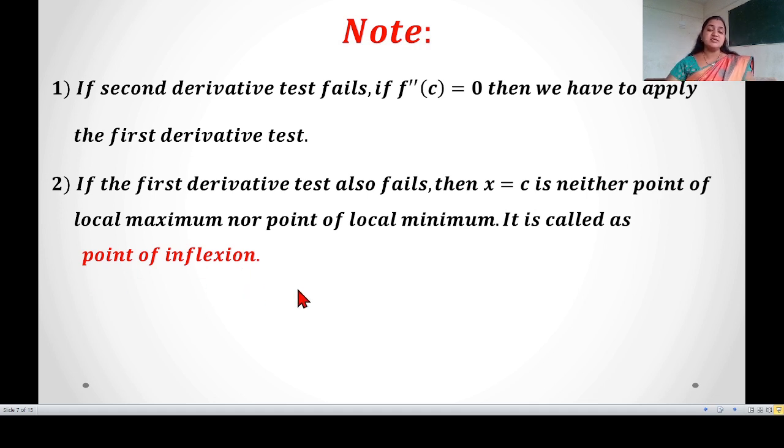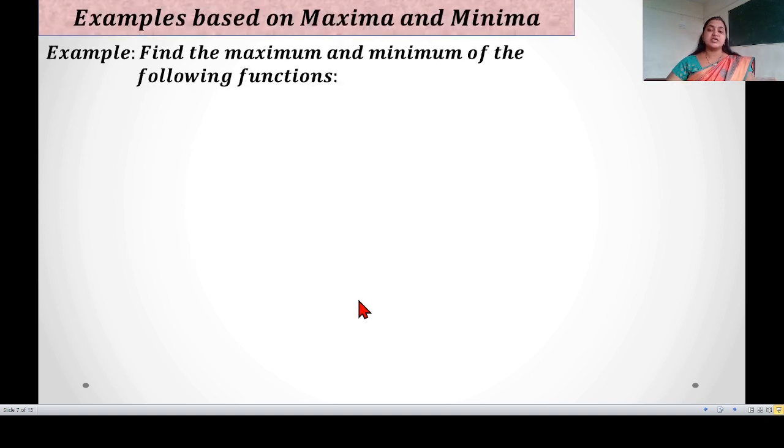Now we can solve some examples on maxima and minima by using the second derivative test. So let's start. Example based on maxima and minima. Find the maximum and minimum of the following function. Our first function is f of x is equal to 5x cube plus 2x square minus 3x. Now we can apply the second derivative test to find the maximum and minimum value. So let's start the solution.